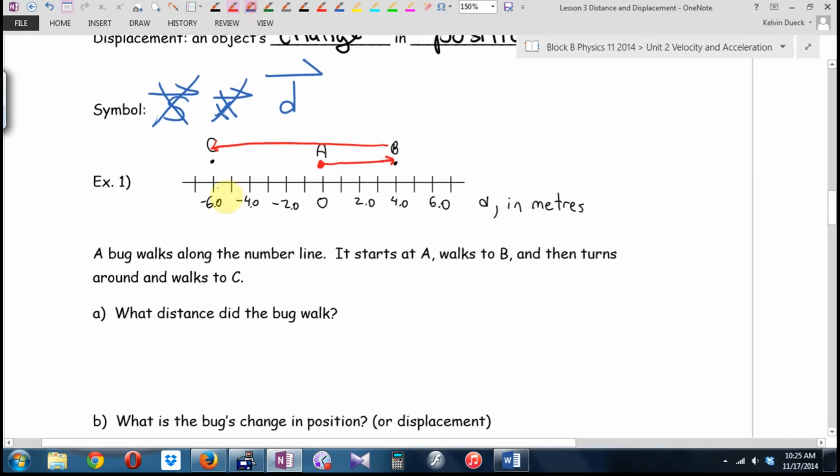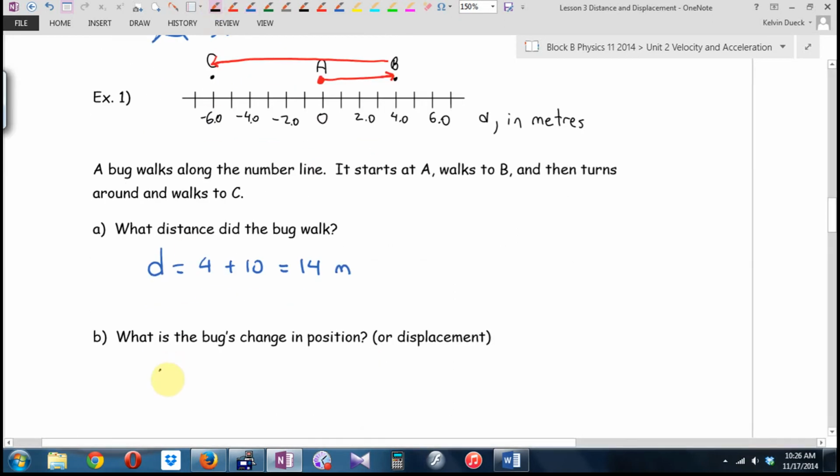What distance did the bug walk? D equals? Well, what was the distance from A to B in your head, please, by looking at the number line? 4 plus. What's the distance from B to C? 10. In your notes, write this down. In your homework, if you can do this in your head, great. But just so that when you're studying, you know what the heck we got. Write 4 plus 10. And in your head, 4 plus 10 is 14. Units. What was the distance measured in meters? Bug walked 14 meters.